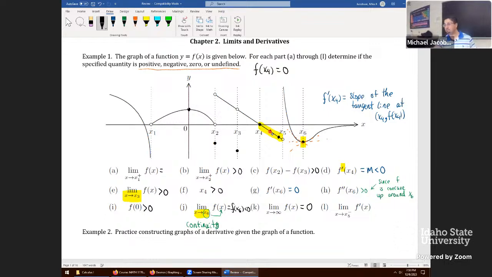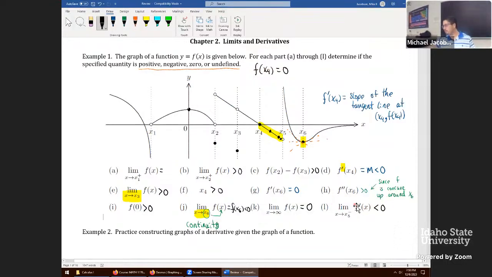Get closer to x5, it's still negative. Doesn't matter how close you get to x5, you just have to for sure stay to the left because it's undefined right at x5. But it looks like all these values in the limit are negative, so we're getting a negative value altogether. Does that make sense to folks on that last part L there?